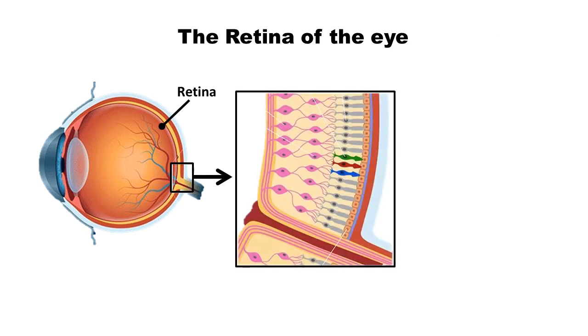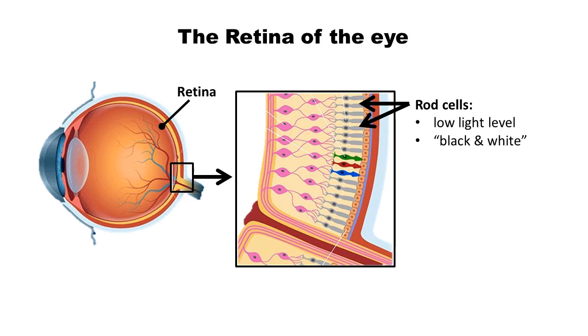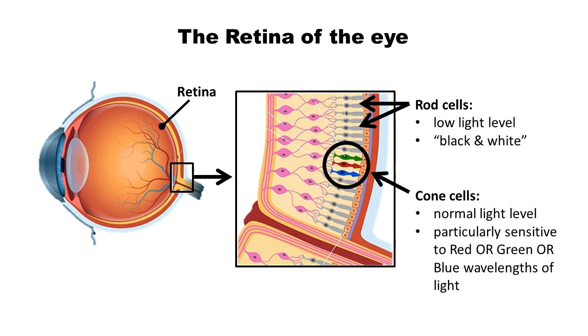There are two types of cells in the retina at the back of the eye. The rod cells are sensitive to light of low intensity, such as at night or in a darkened room. They don't differentiate colours, so the image we see is a kind of black and white image. The other type of cells are cone cells. These are in three categories. Some cone cells are mainly sensitive to the wavelength of red light. Other cone cells are mainly sensitive to the wavelength of green light, and others are mainly sensitive to the wavelength of blue light.